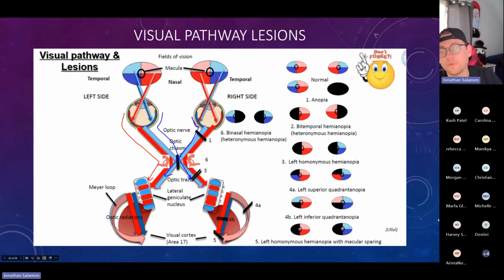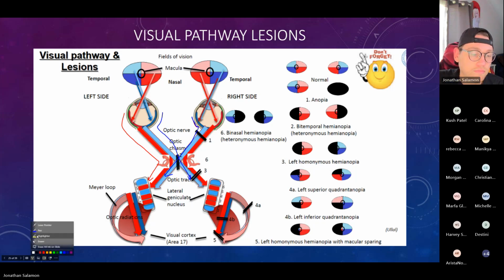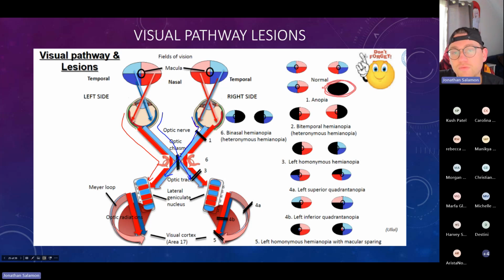So if you look here, obviously normal vision, you have the whole field of view, right? If you lose complete vision in one of your eyes, that's called anopia, right? How am I going to do that? I'm going to cut out the optic nerve, right? That makes sense.